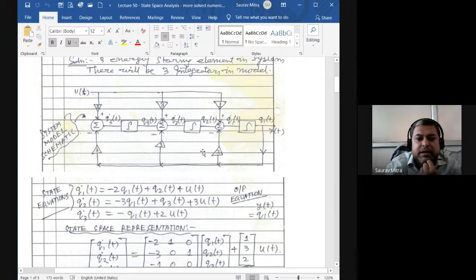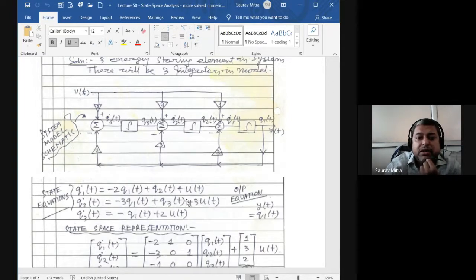Next term will be minus 3 q1(t). So this q1(t) is coming here, getting multiplied with minus 3. So minus 3 of q1(t) is coming from the bottom. From the left it is coming q3(t), and from the top it is coming 3u(t). So the q2 dot t equation is minus 3 q1(t), which is coming from the bottom, q3(t) from left to right, and from the top 3u(t).